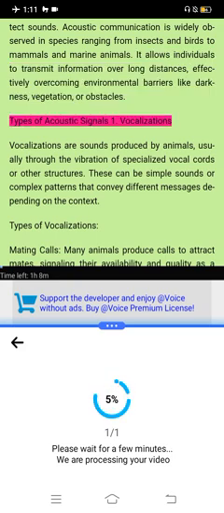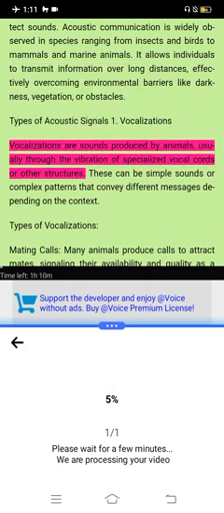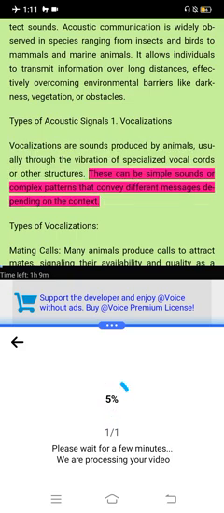Types of acoustic signal. 1. Vocalizations. Vocalizations are sounds produced by animals, usually through the vibration of specialized vocal cords or other structures. These can be simple sounds or complex patterns that convey different messages depending on the context.